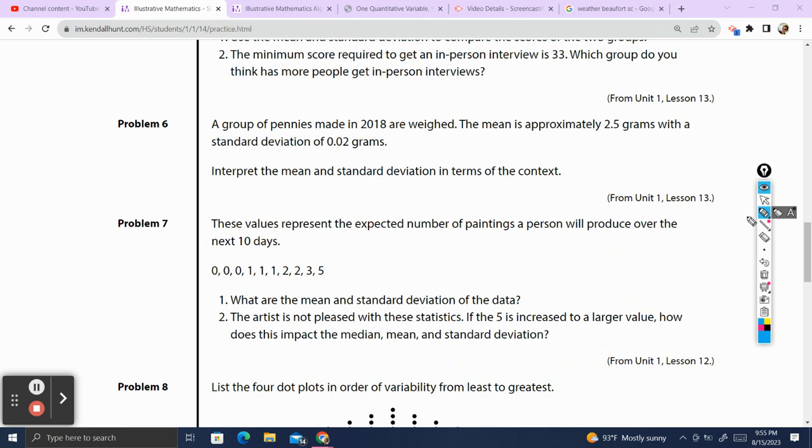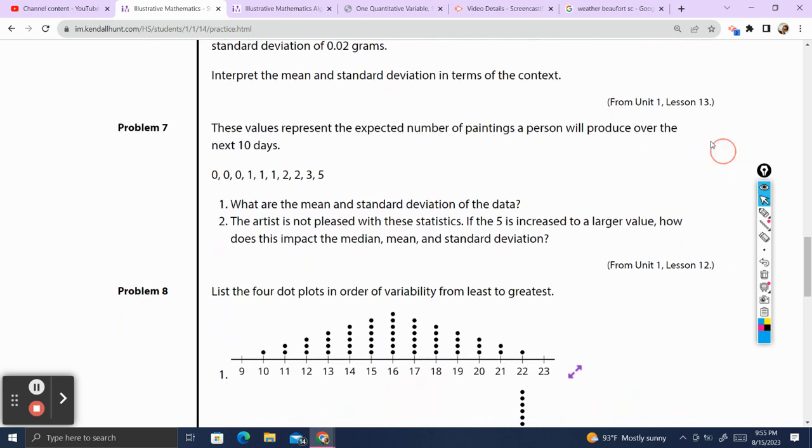Well, we have a group of pennies. Most of them, the average weight is 2.5 grams. The standard deviation is 0.02 grams. What this means is most pennies weigh pretty close to 2.5 grams, with some weighing 0.02 of a gram more, some weighing 0.02 of a gram less, some weighing possibly a little bit more than that, but not that much more. So the consistency of the weight of pennies is close to 2.5 with not a lot of deviation. Pause the video if you need to go back over that.